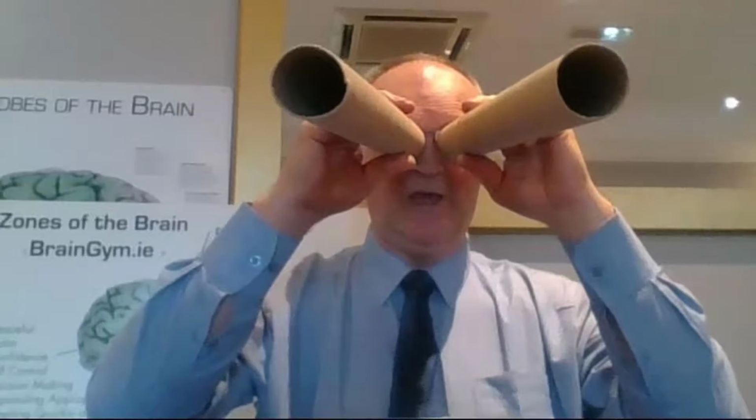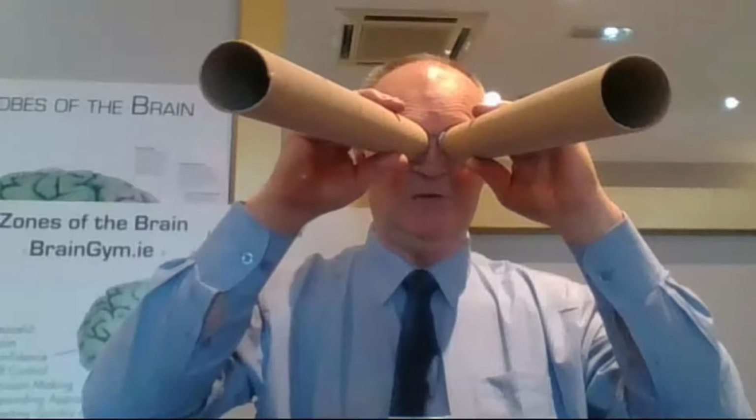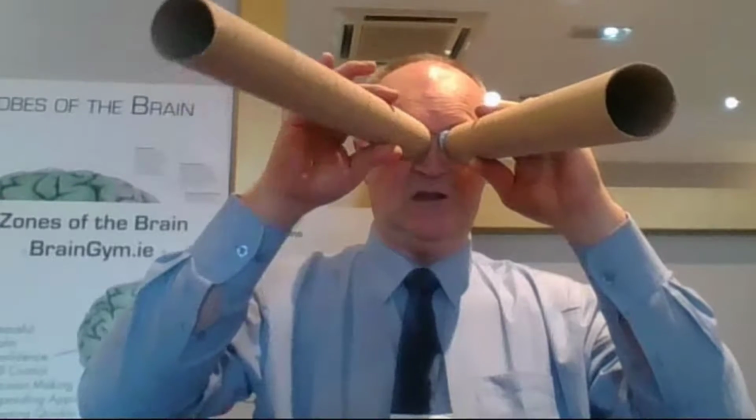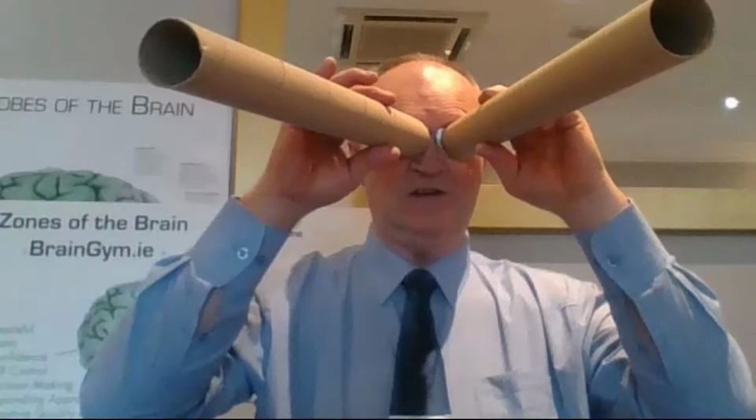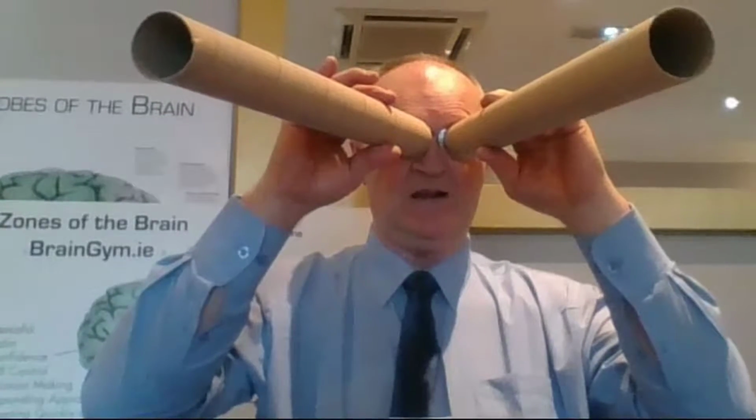Now, if one tube is over here and one tube is over here, the images that I'm getting into my brain are, I'm looking here at a door and I'm looking here at a window. And when the two are put together in my brain, I get confusion because I don't know whether I'm seeing a door or a window.